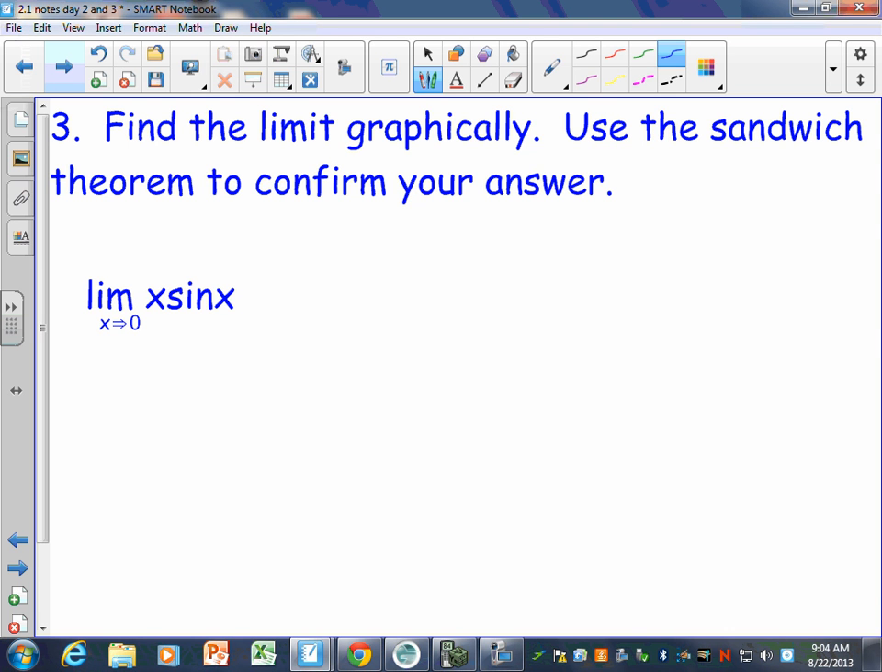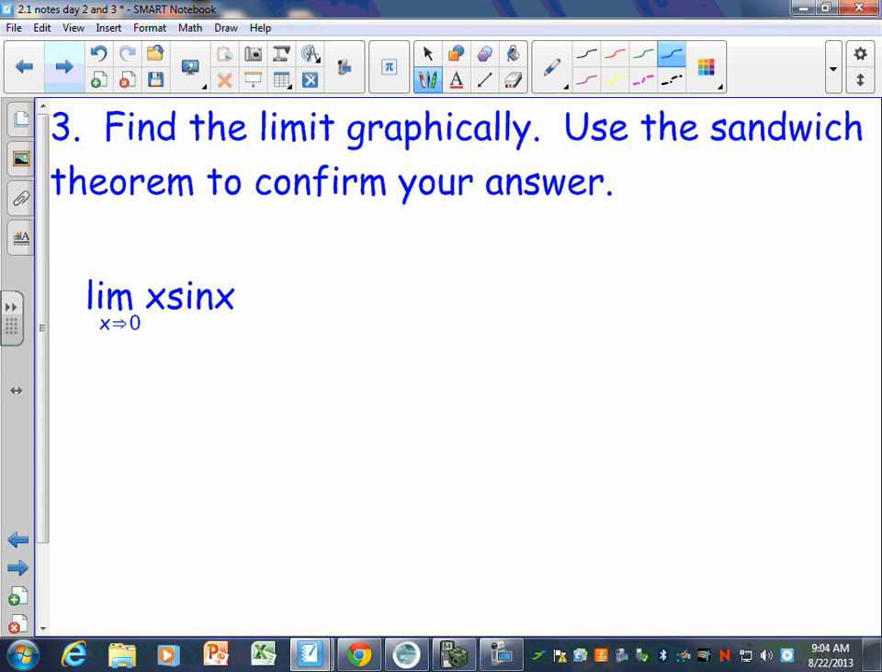You can just, don't even write or find the limit graphically. Use the sandwich theorem to confirm your answer. Let's just practice using the sandwich theorem, because I trust if I told you to graph this and find the limit, then you can do that. What if you didn't have a calculator? That's where the sandwich theorem comes in handy. And I picked one here that's pretty easy.